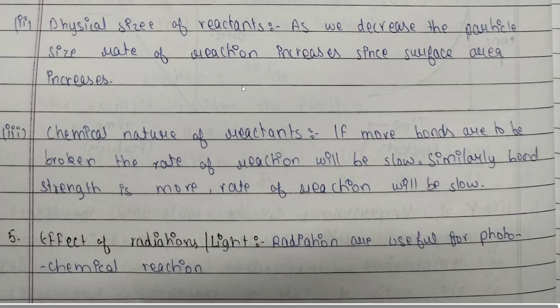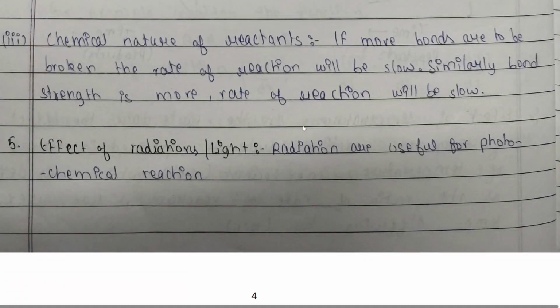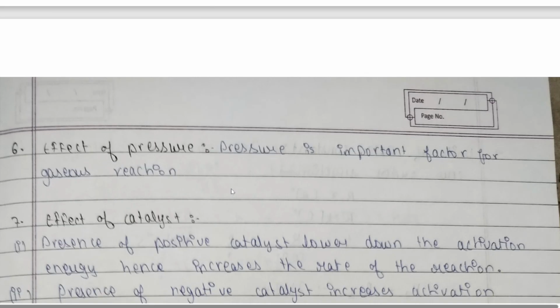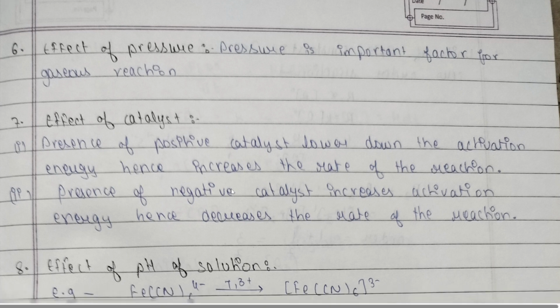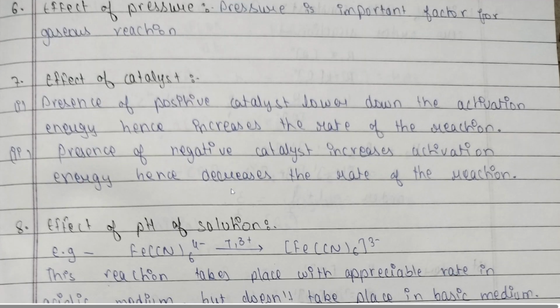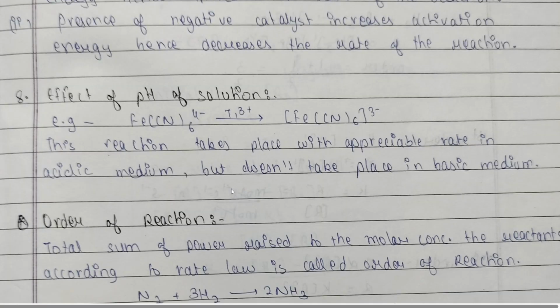Effect of radiations. Light radiations are useful for photochemical reactions. Effect of pressure. Pressure is an important factor for a gaseous reaction. Effect of catalyst. Presence of positive catalyst lowers down the activation energy, hence increases the rate of reaction. Presence of negative catalyst increases activation energy, hence decreases the rate of reaction.